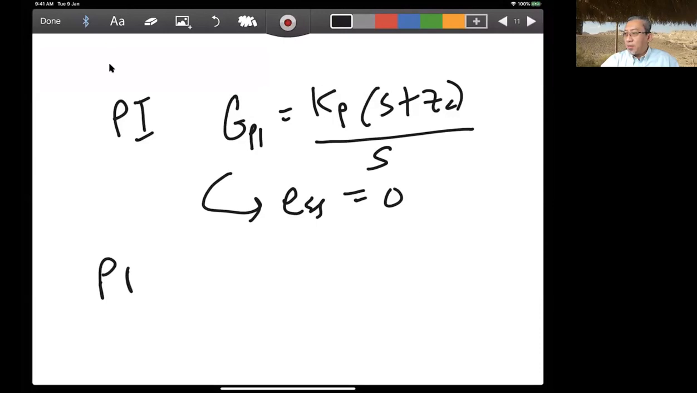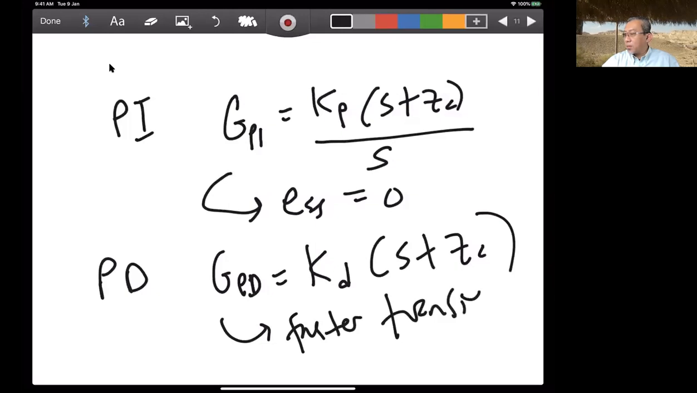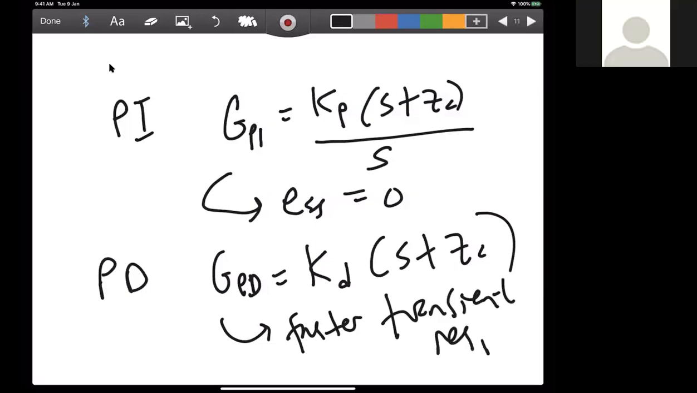PD is G_PD. Okay, G_PD is equal to Kd times (s plus Zc). So this one gives a faster transient response. Zc we have to calculate from the given root locus. Okay, so that is part 1.